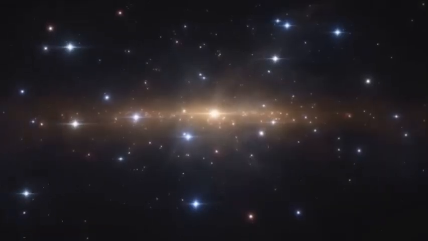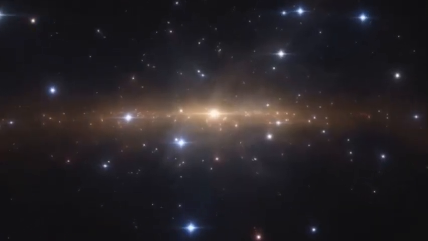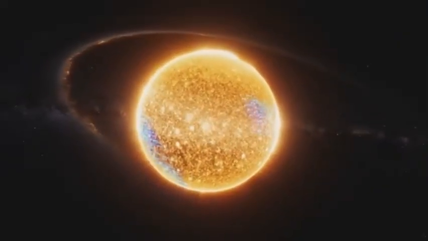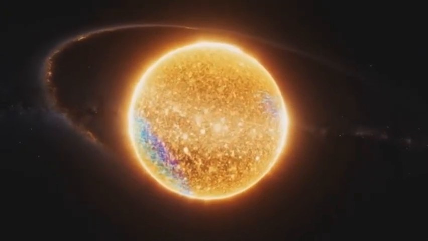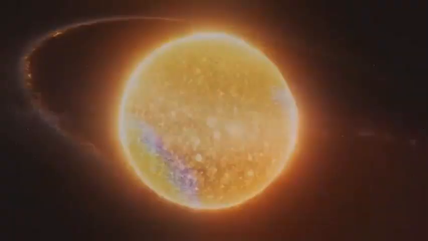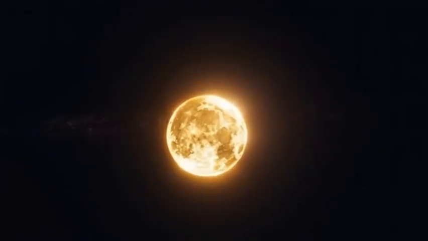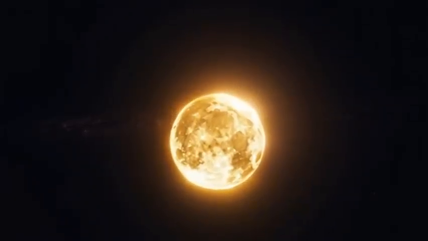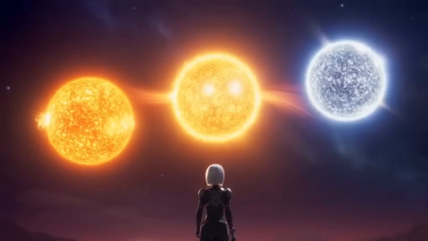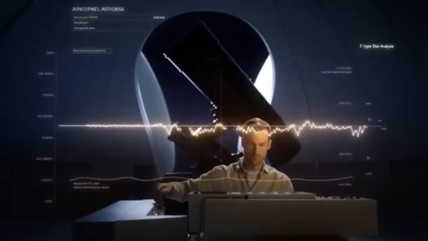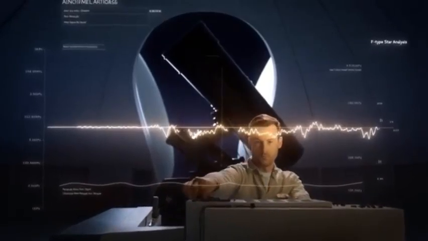F-type stars have surface temperatures between about 6,000 and 7,500 degrees Celsius. To our eyes, this gives them a color that falls somewhere between yellow-white and pale gold, a gentle radiance that makes them stand out without the harsh glare of hotter stars. Astronomers value them for their stability as they strike a balance between high energy output and relatively long lifespans.